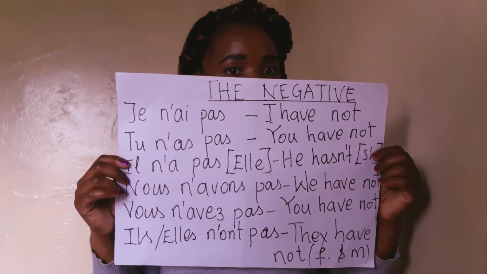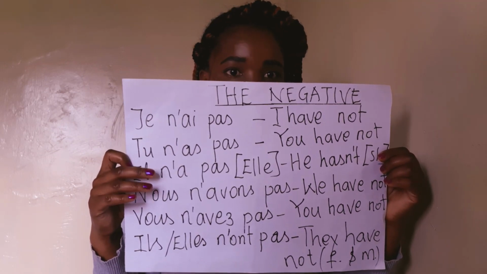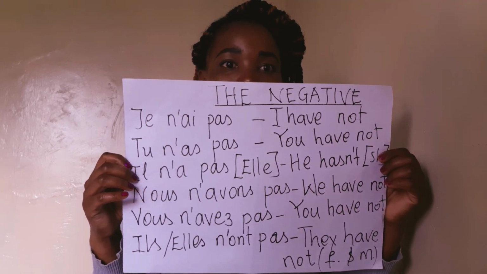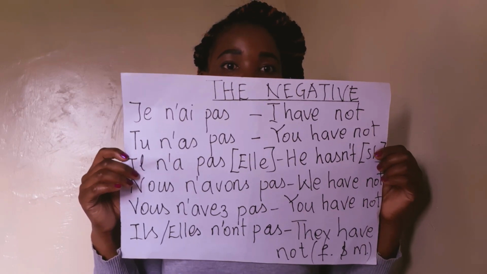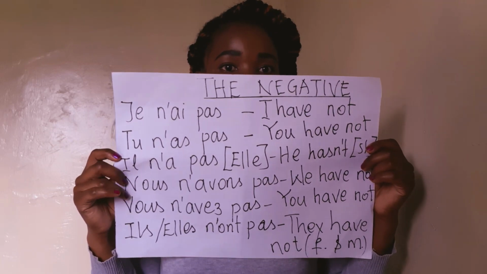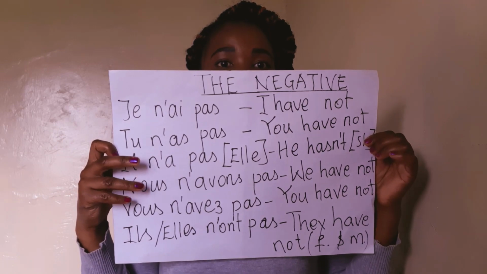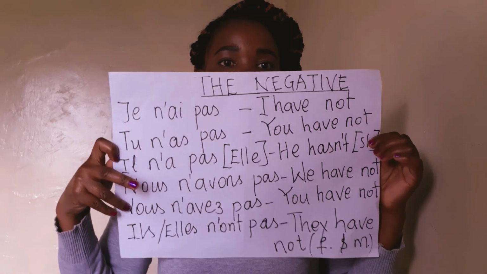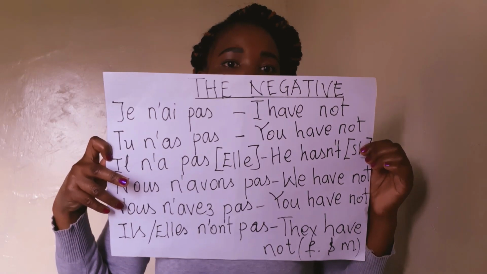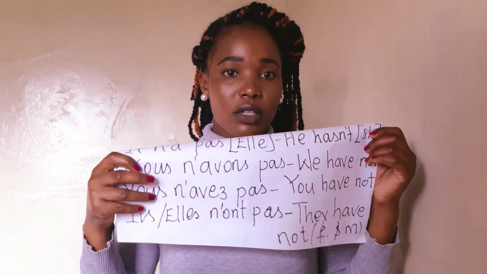Tu n'as pas, you have not. Il n'a pas, or elle for feminine. Il, he has not. So we have il n'a pas. We have nous n'avons pas. Nous n'avons pas. We have not. There is also vous n'avez pas. Vous n'avez pas to mean you have not. And we have the last one, ils or elles n'ont pas. Elles n'ont pas to mean they have not. Ils is for masculine, elles is for feminine.